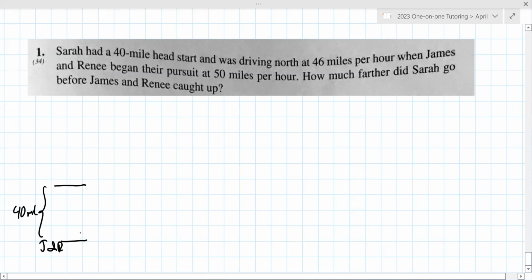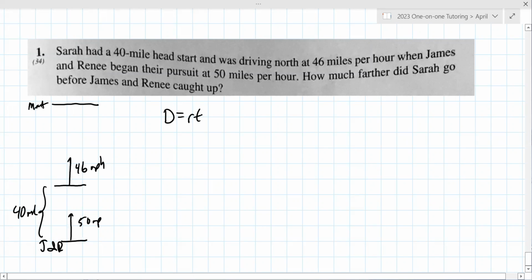And their velocity. Generally you draw velocities as arrows. This is 46 mph. This is 50 mph. And we want to know when they get caught up, so that we can figure out how far the two of them are when they meet. Is that kind of clear? Yes. So we do D equals RT for both.